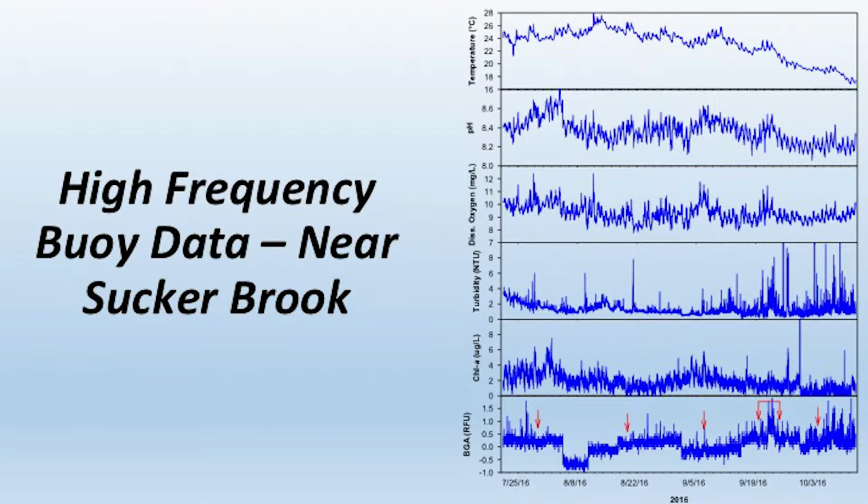And so this is a time series running from July through mid-October. These are all the 15-minute measurements going up and down. And the red arrows are documented blooms that occurred in the area of the buoy. And so in a perfect world, every time we saw a red arrow, we'd see a spike in blue-green algae concentrations. You're probably not impressed, are you?